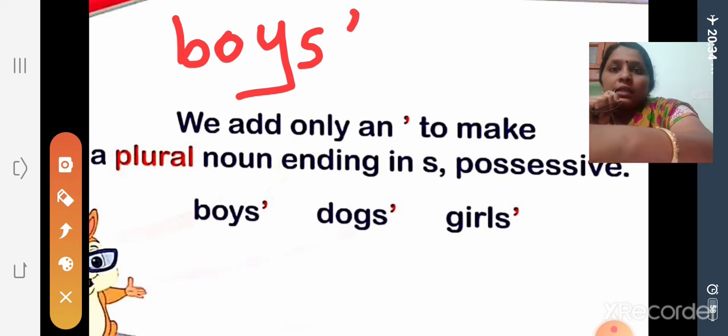If it is a plural noun ending in s, we have to add only an apostrophe.